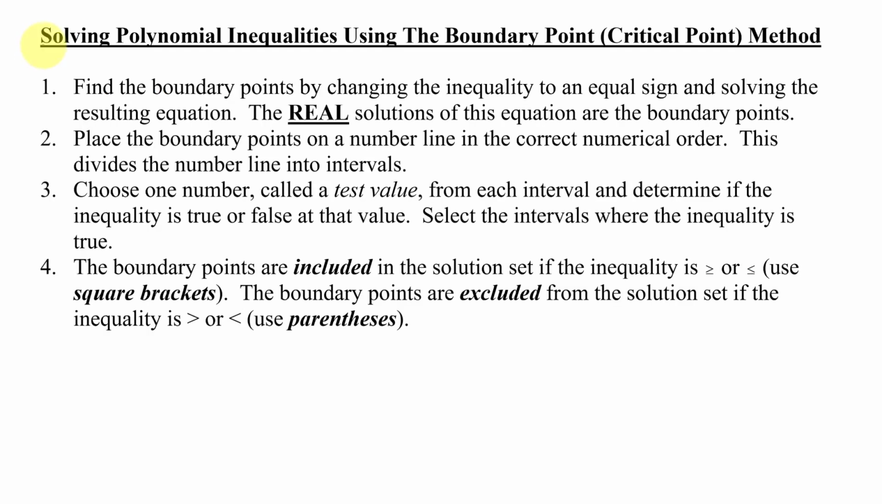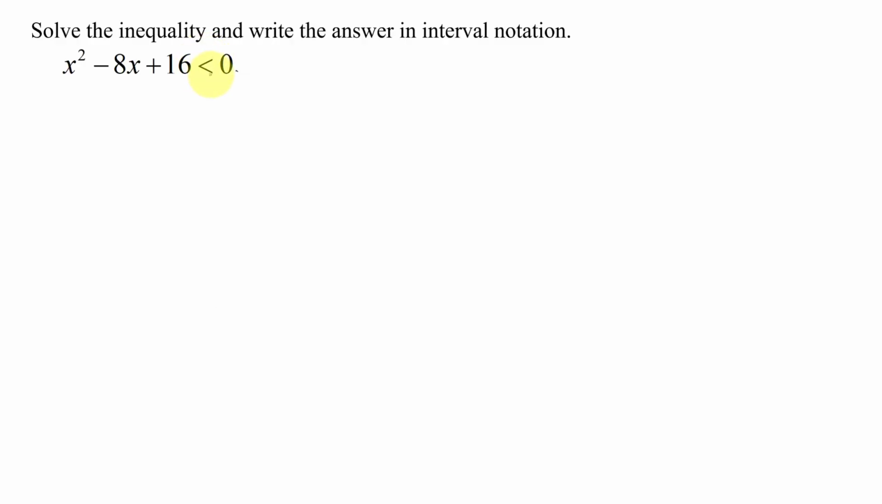And here are the steps for solving polynomial inequalities using the boundary point or critical point method. Step 1 says to find the boundary points by changing the inequality to an equal sign and solving the resulting equation. The real solutions of this equation are the boundary points. So in my example, I'm going to change this less than to an equal sign. So I'm going to get x squared minus 8x plus 16 equals 0.